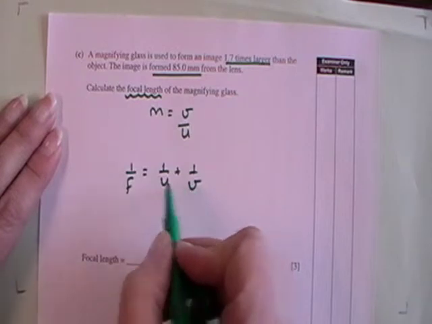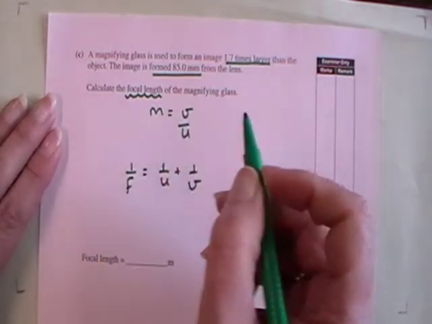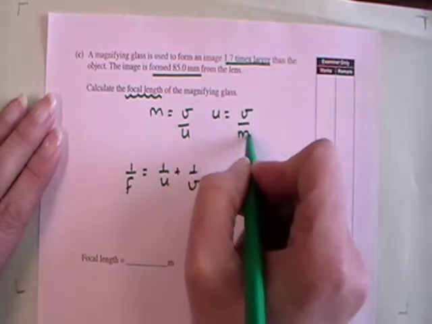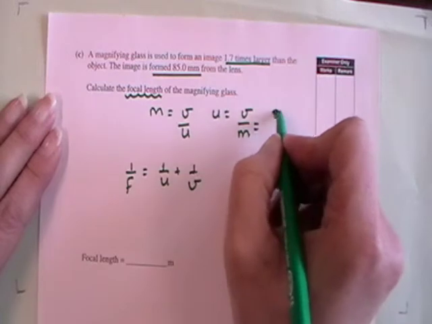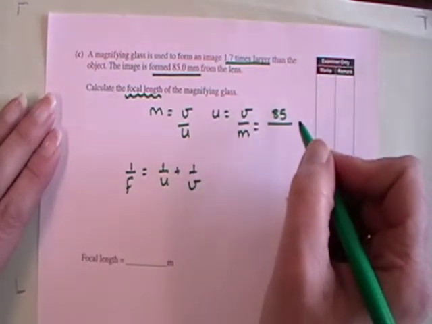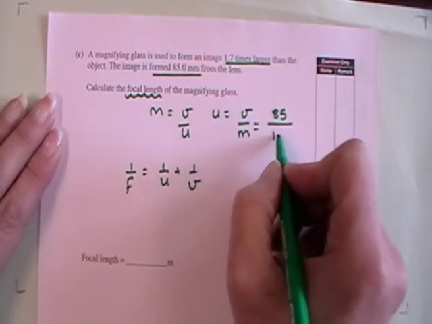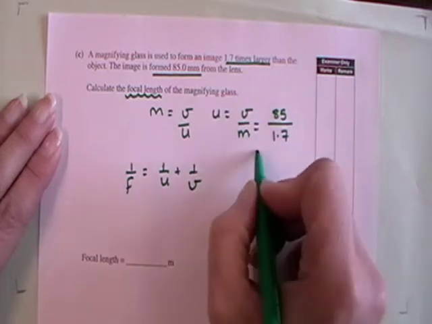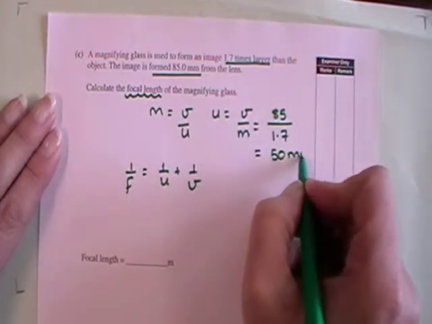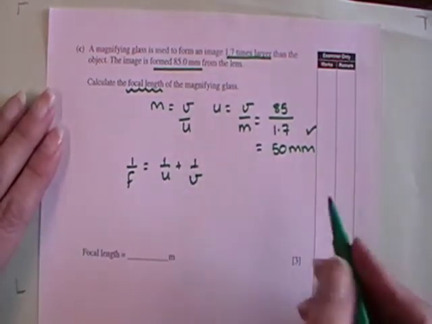We know the image distance, but we don't know the object distance. Therefore, we use our magnification to find that. So u equals v over m. So it's 85 millimetres. And as long as we're consistent in our distances, we can use either millimetres, centimetres or metres, but we must be consistent over the magnification, which is 1.7. This gives us an object distance of 50 millimetres. And that's the first mark in this 3-mark question.